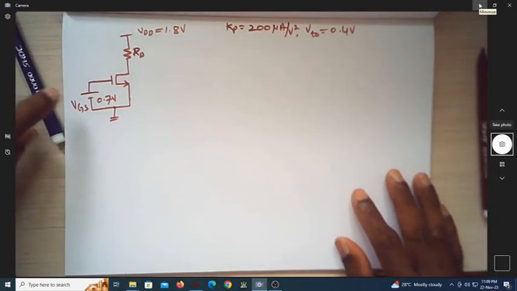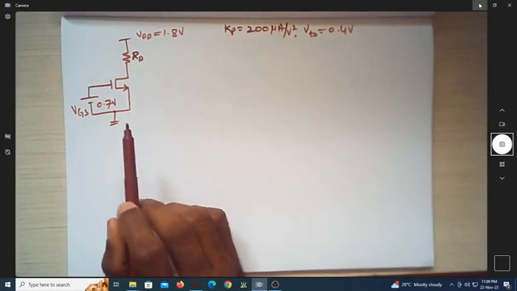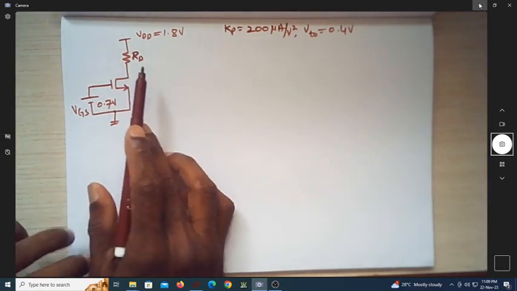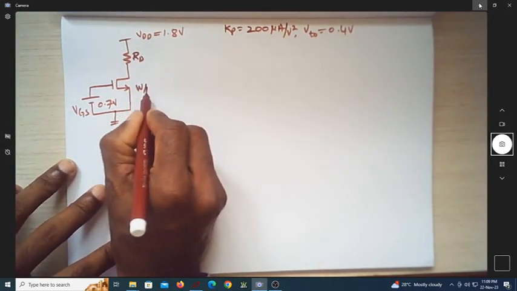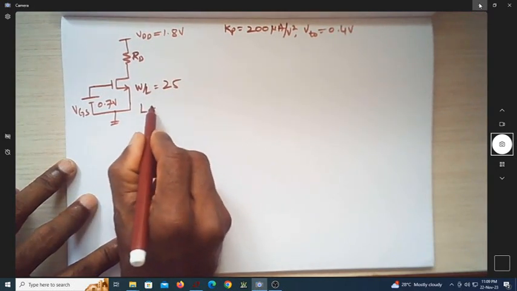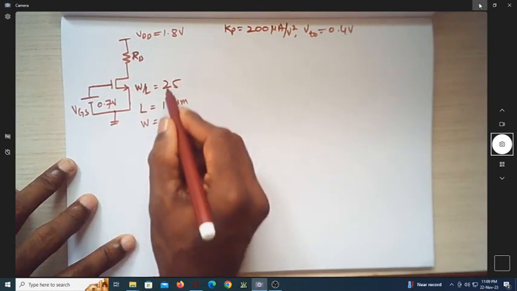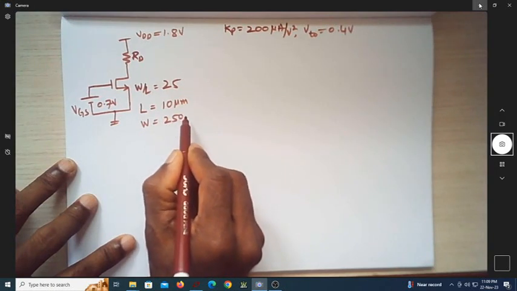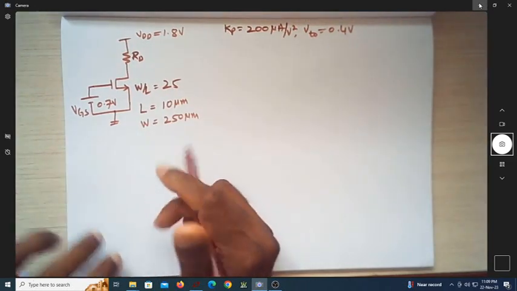In continuation with the MOSFET circuits, let us consider this circuit having a resistor RD. There is a MOSFET whose W by L ratio is 25. Let us assume the length of this is 10 micrometer. So for a ratio of W by L of 25, W will be 250 micrometer.